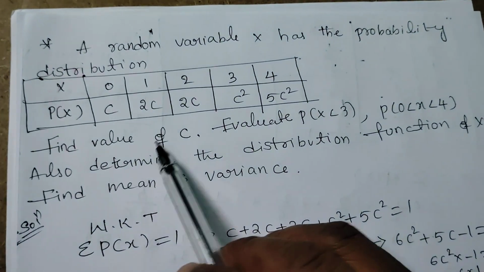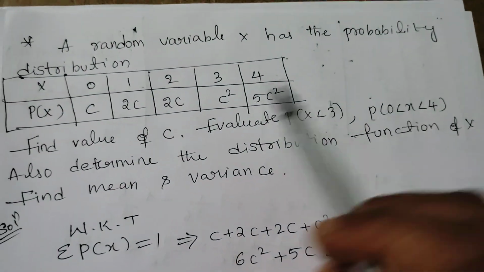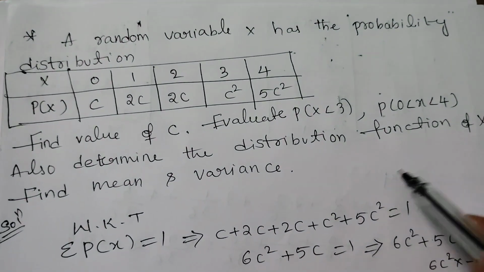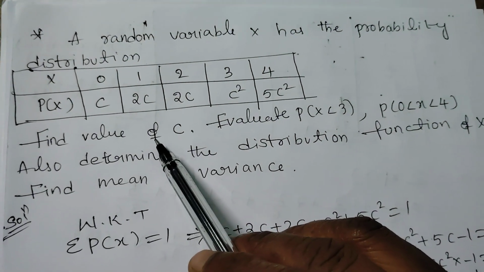Okay, here find the value of c and evaluate P of x less than 3, P of 0 less than x less than 4. Also determine the distribution function of x and find the mean and variance. Okay, here our question is what? First one, find the value of c.